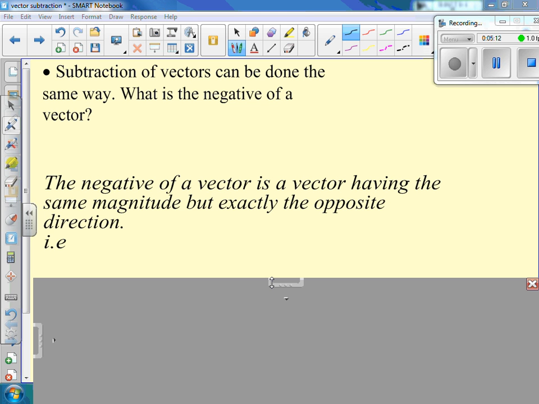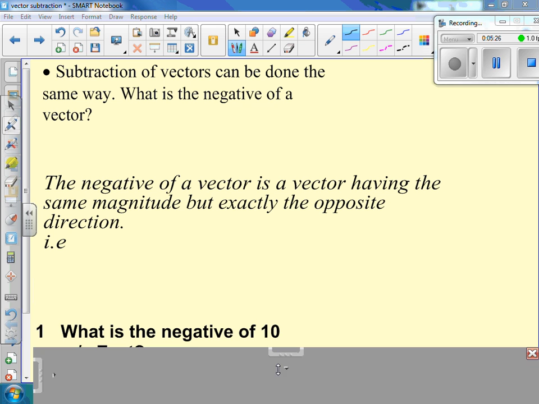The negative of a vector is a vector having the same magnitude, which means the same length, but exactly the opposite direction. Exactly the opposite direction. And that, I wouldn't say that's the hard part, but that's a little bit of the trickier part.